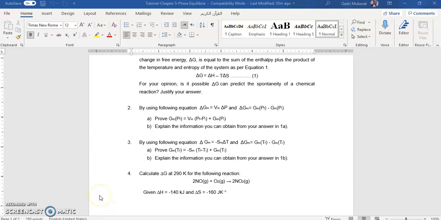Now let's look at equation 3. By using the following equation, delta molar Gibbs energy equal to minus molar entropy delta T, and delta molar Gibbs energy equal to molar Gibbs energy at the final temperature minus molar Gibbs energy at the initial temperature, try to prove molar Gibbs energy at final temperature equal to minus molar entropy in bracket final temperature minus initial temperature, plus molar Gibbs energy at initial temperature, and try to extract the information we can obtain from our equation in 3b.